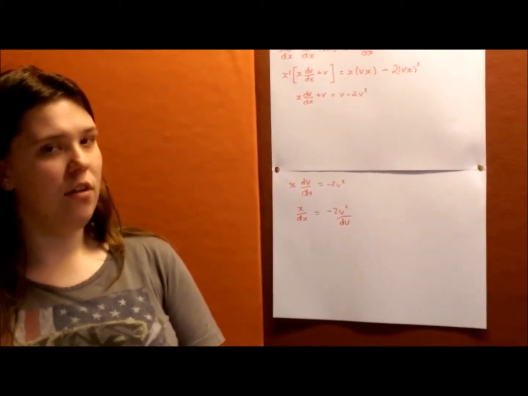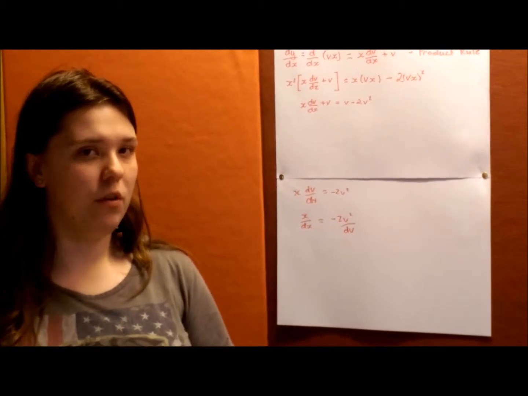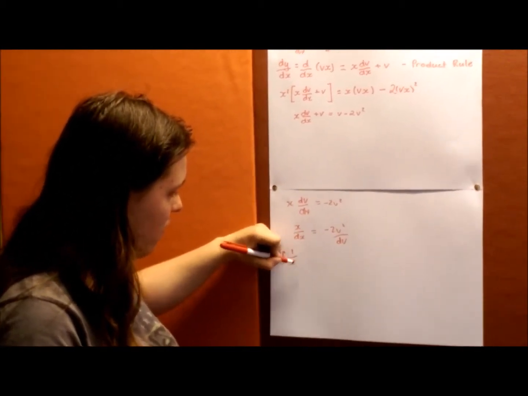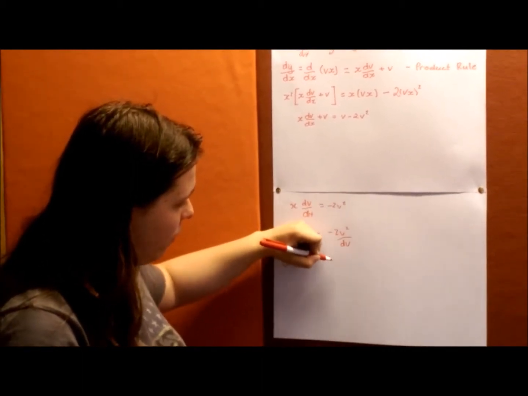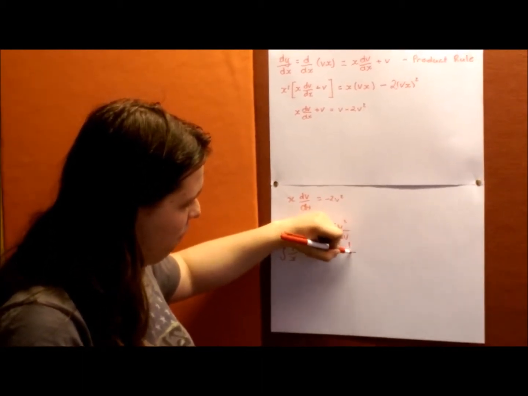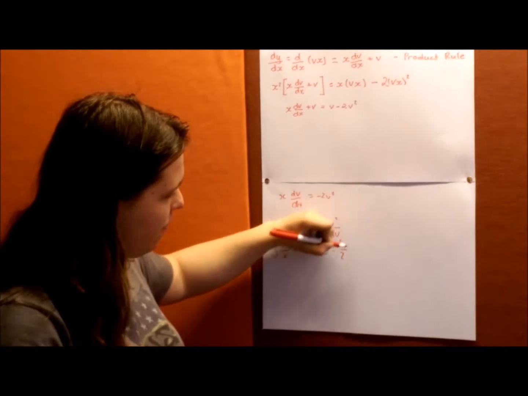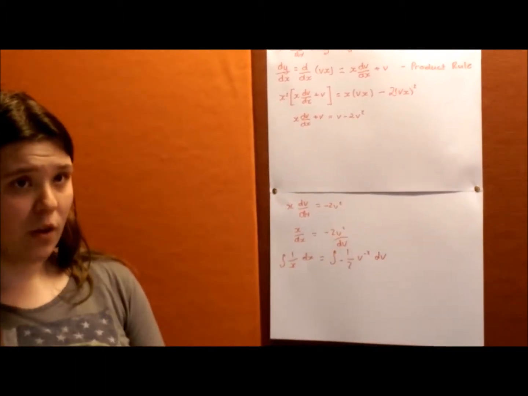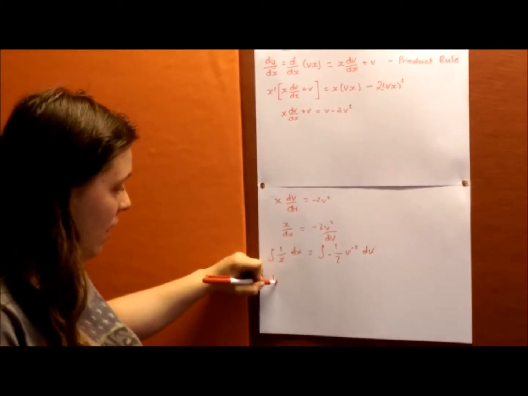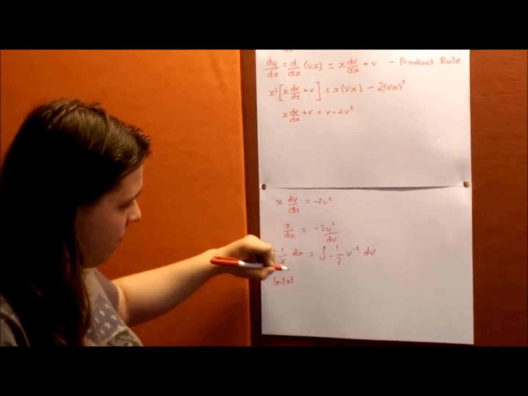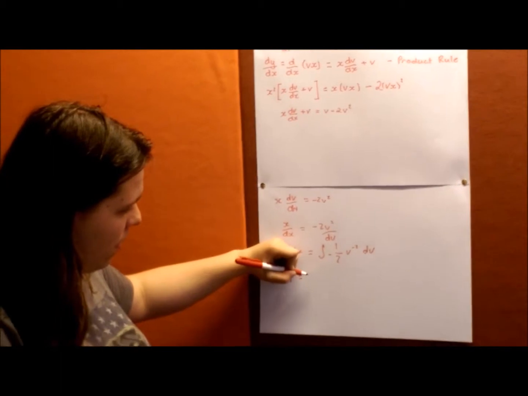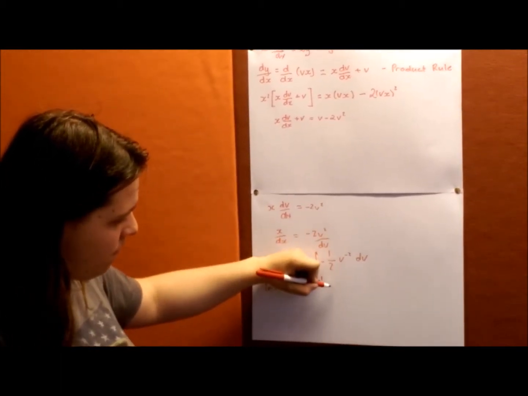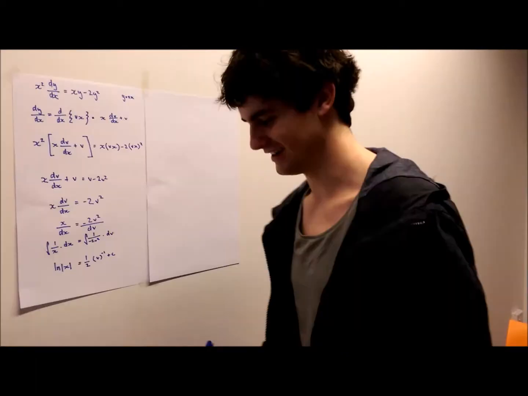We can't integrate this yet, so what we're going to do is take the reciprocal of both sides and integrate that. So we get the integral of 1 on x dx equals the integral of minus a half v to the minus 2 dv. So from there we get ln of x equals a half outside v to the minus 1 plus c.